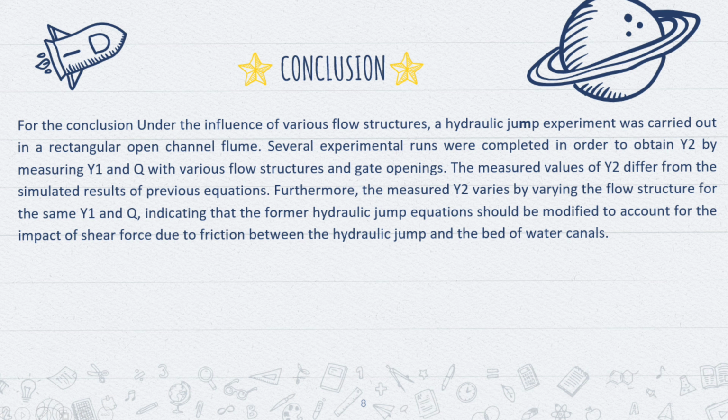For the conclusion, under the influence of various flow structures, a hydraulic jump experiment was carried out in a rectangular open channel flume. Several experimental runs were completed in order to obtain Y2 by measuring Y1 and Q with various flow structures and gate openings. The measured values of Y2 differed from the simulated result of a previous equation. Furthermore, the measured Y2 varies by varying the flow structure for the same Y1 and Q, indicating that the former hydraulic jump equation should be modified to account for the impact of shear force due to the friction between the hydraulic jump and the bed of a water canal.